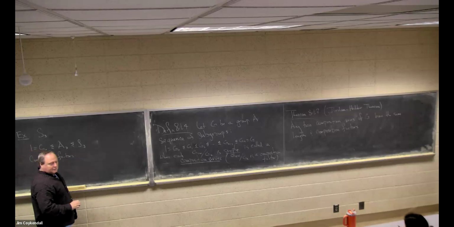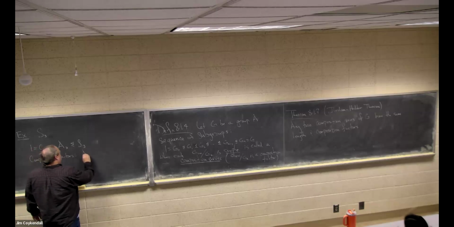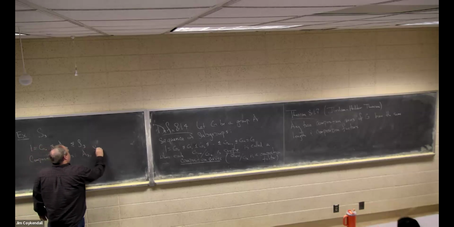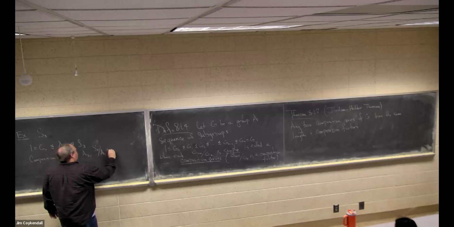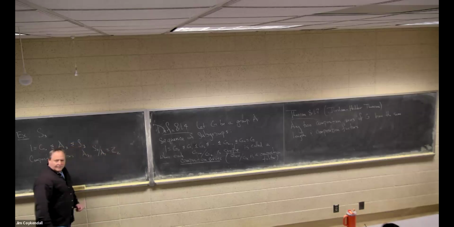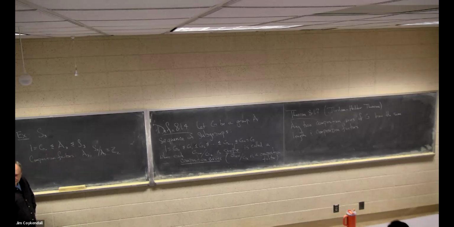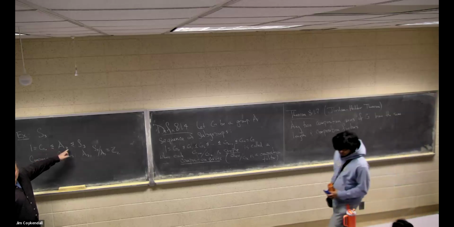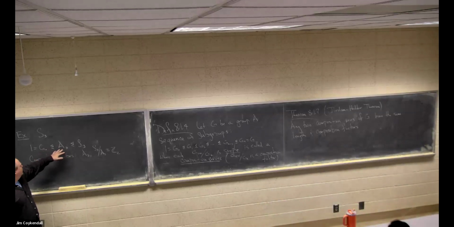The composition factors here are A3 mod 1 and S3 mod A3, which is isomorphic to C2. Everybody agree? So the length, it depends on whether you start counting at 0 or 1. I could call the identity length 0, and I'll call this length 2. Any two composition series of S3 have to have the same length and composition factors.